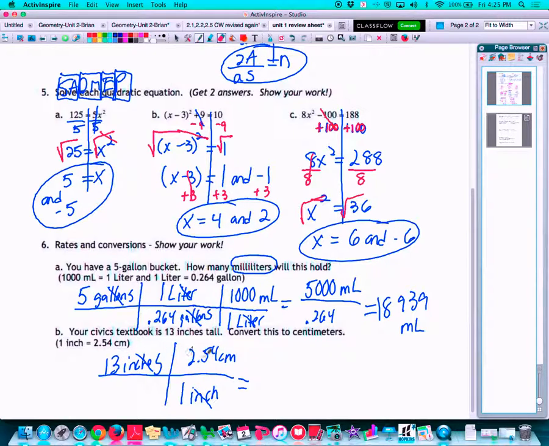We multiply across the top. 13 times 2.54 comes out to 33.02 centimeters. We multiply across on the bottom, but of course that's just 1. So that ends up as 33.02. 33 and 2 hundredths centimeters.